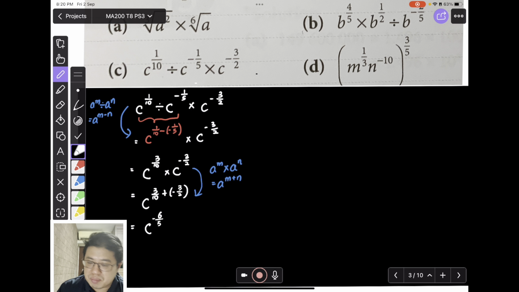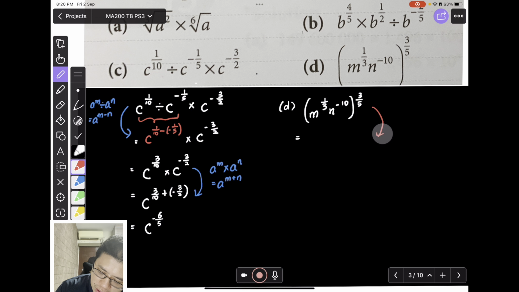Okay. Now let's go to D. m to the power 1/3, n to the power negative 5, all to the power 3 over 5. Alright. We know that, again, using the law of indices, if we have (ab) to the power of m, this is the same as a to the power m times b to the power m.